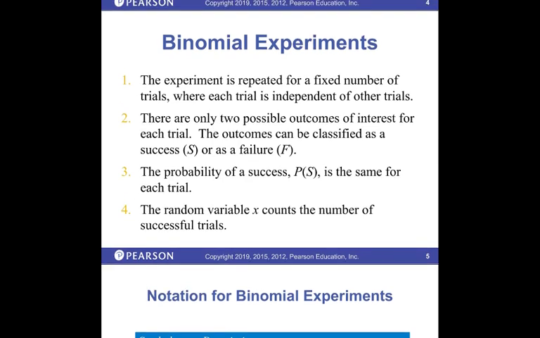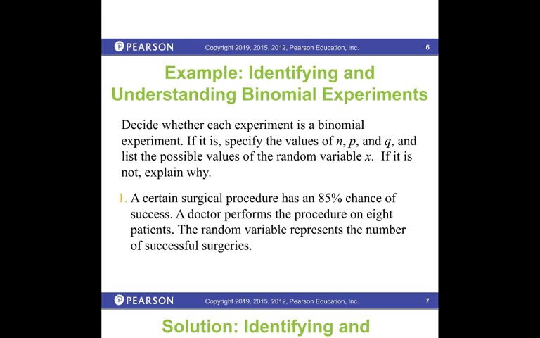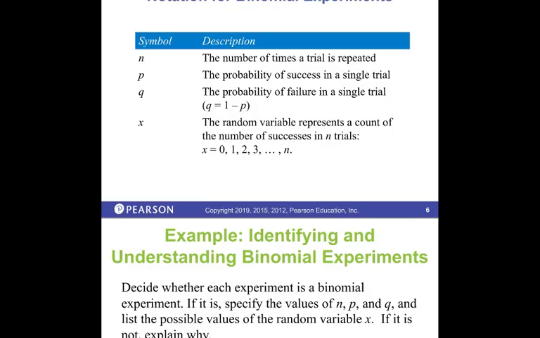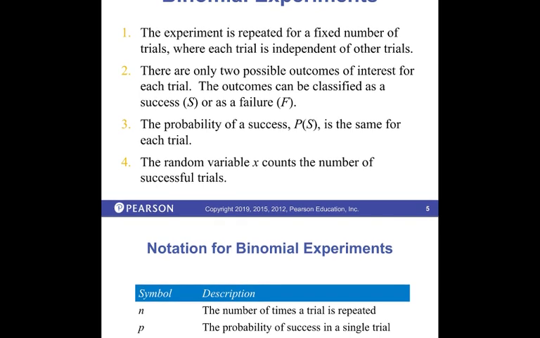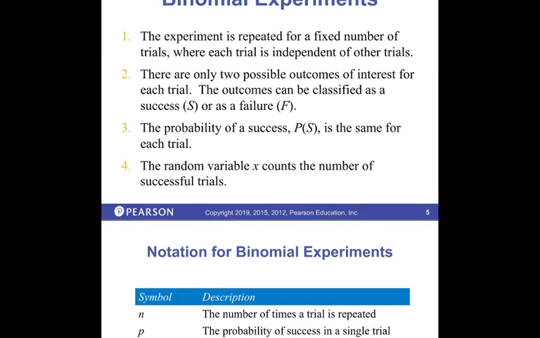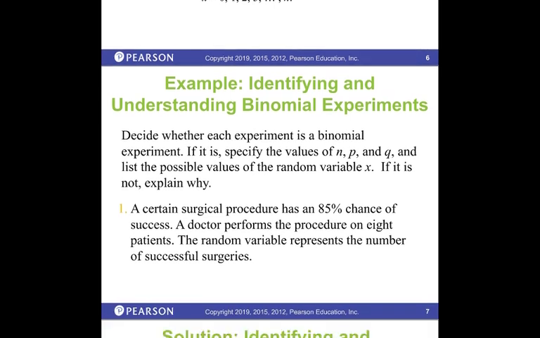Second condition, there are only 2 possible outcomes, either success or failure. And again, keep in mind that each trial is independent of the others. So one surgery does not affect the outcome of the next surgery, right? Each trial only has 2 outcomes, either success or failure. So either the surgery is successful or it is not.